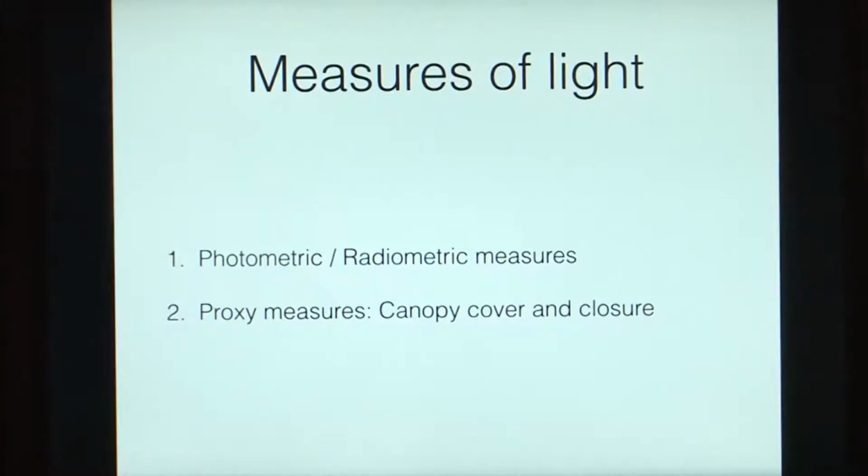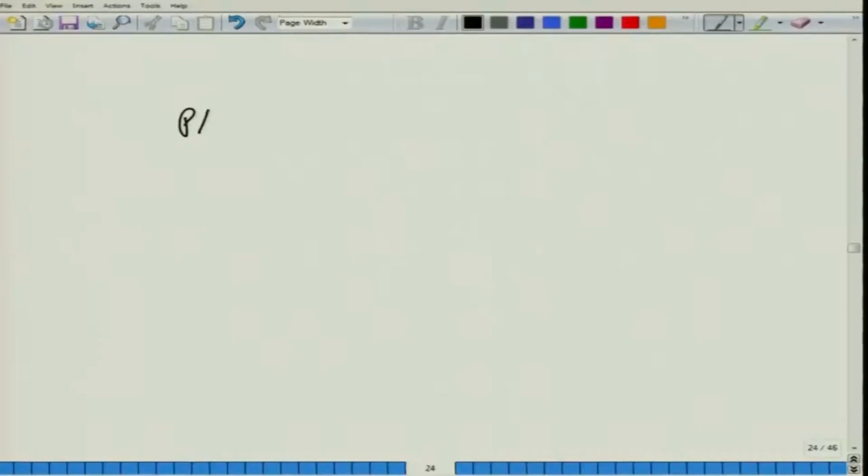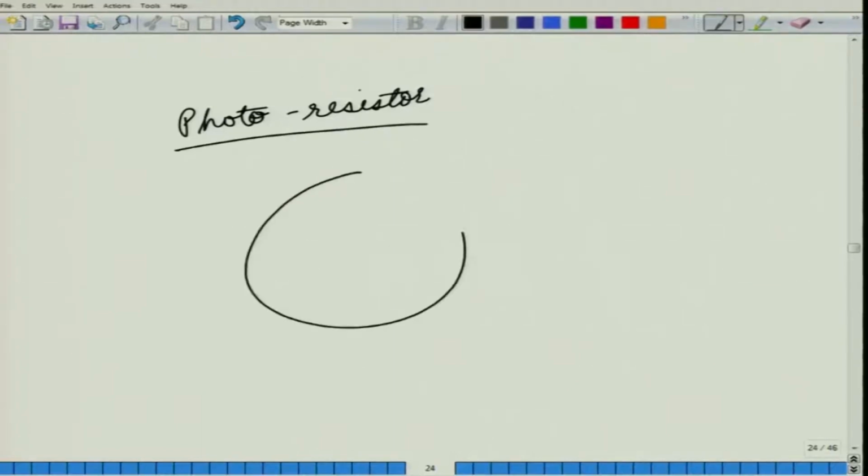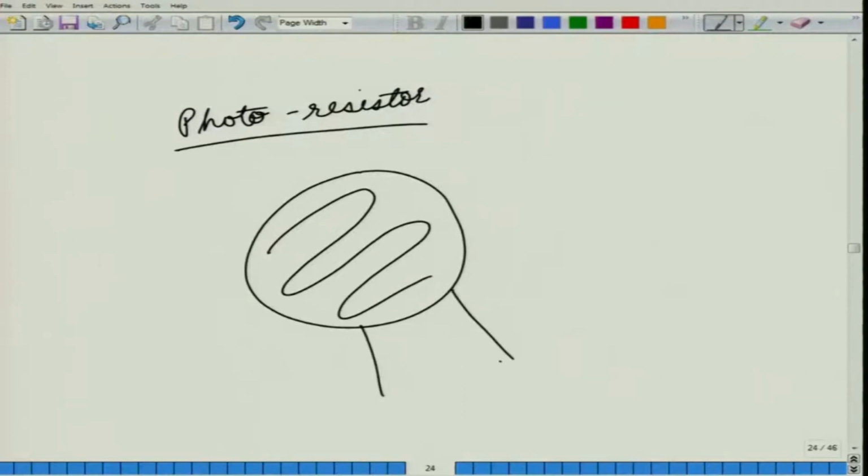So, how do we do these photometric and radiometric measures of light? One such instrument that we use to measure the amount of light that is reaching the forest floor is called a photoresistor. So, what is a photoresistor? A photoresistor is a device, it will look something like this. So, this is essentially a resistor. Now, we normally represent a resistor like this. Now, this is a photoresistor.